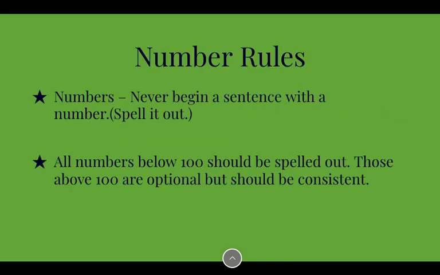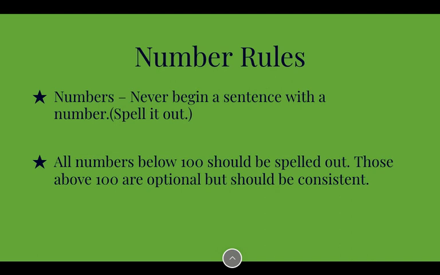Let's talk about numbers. Never begin a sentence with a number. You always want to spell it out. So it's not the numerical number 2, it's two. Also, important VIP: all numbers between 0 and 99 must be spelled out. So it's not 87, numerical 8, numerical 7, it's eighty-seven. Those numbers above 100 are optional, but you must remain consistent.